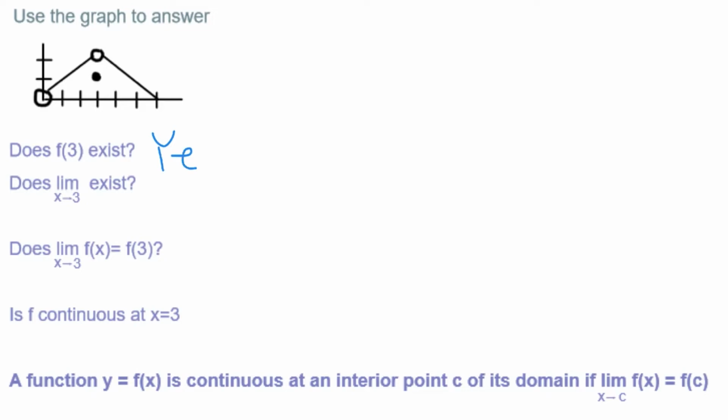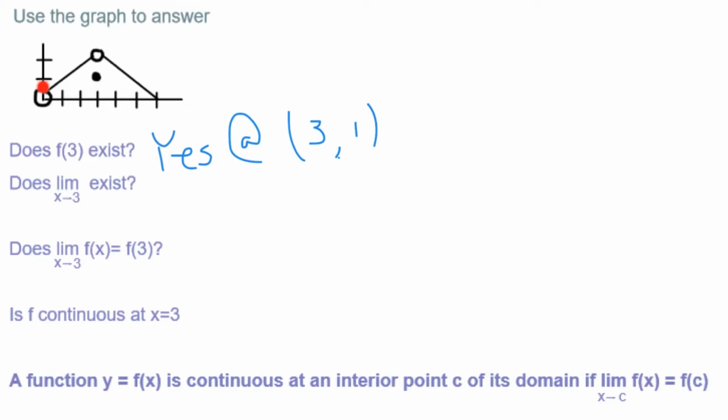Matter of fact, we can say where it exists at, what? The point (3, 1). Right there, you see the dot right there at (3, 1). That's where it's defined. Next question, does the limit as x approaches 3 exist?